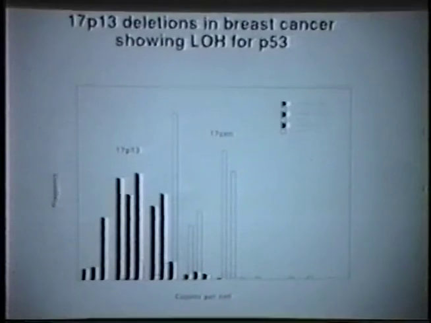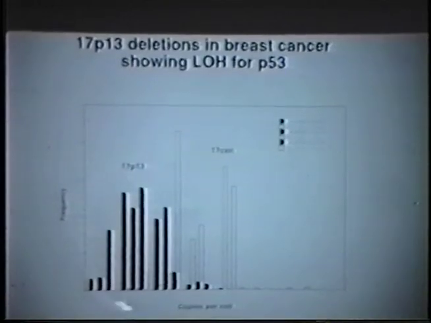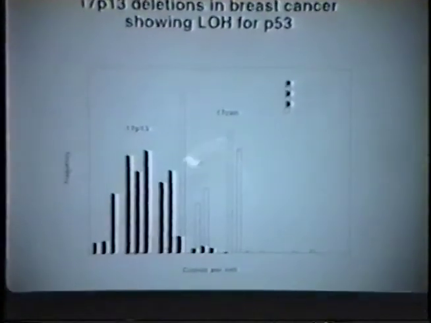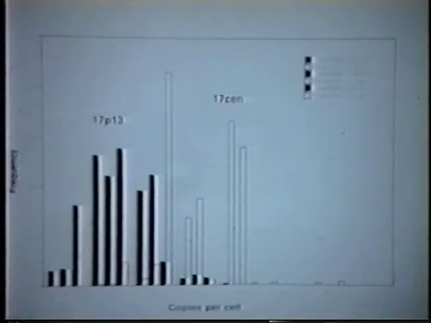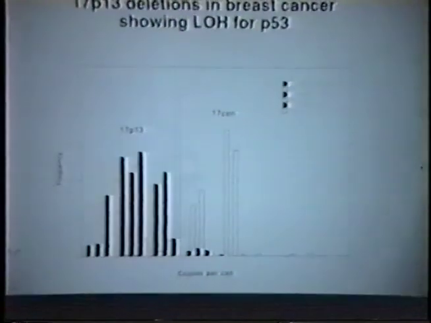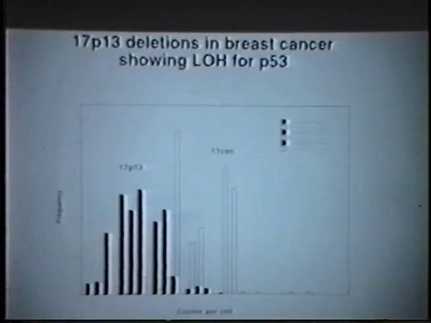On the other hand, if you look at tumors that do show loss of heterozygosity for p53, now you can see that we have far fewer copies of the p53 probe than we do the centromere probe. So again, it supports the notion that you can use molecular cytogenetics to pick up events leading to tumor suppressor gene activation. And in this case, the events are physical deletions.